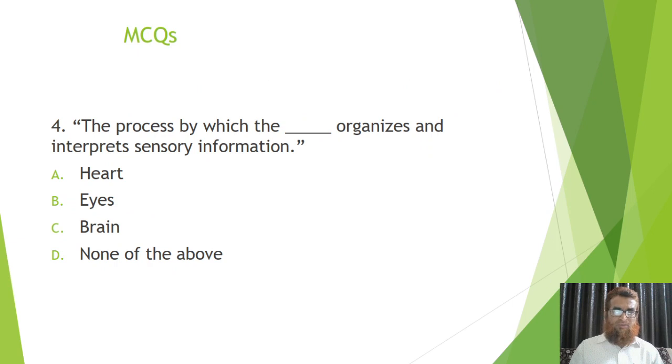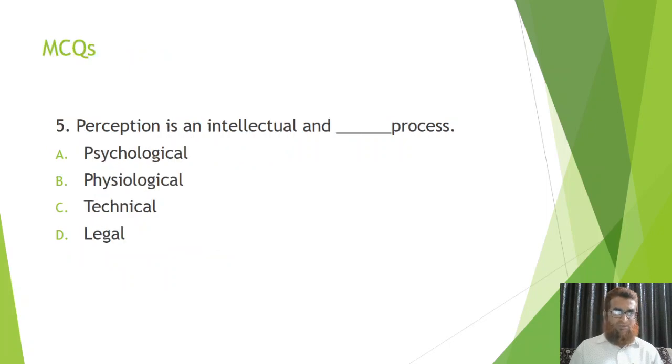Fourth question, the process by which the dash organizes and interprets sensory information. Heart, eyes, brain, and none of these. Choose the correct answer. Fifth question, perception is an intellectual and dash process: psychological, physiological, technical, legal. What is the correct answer?